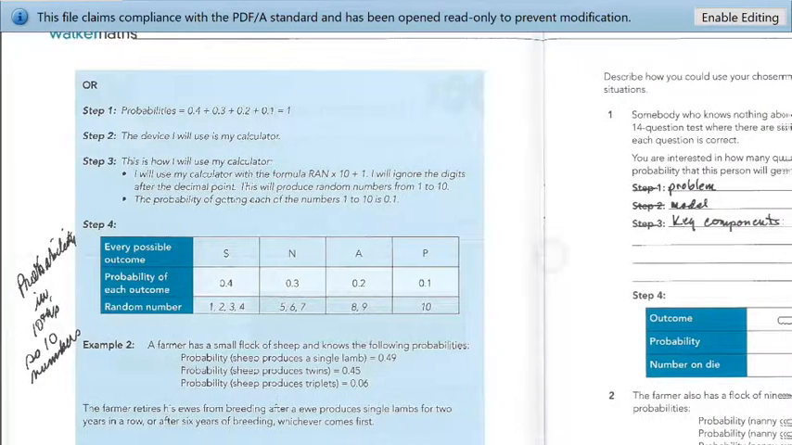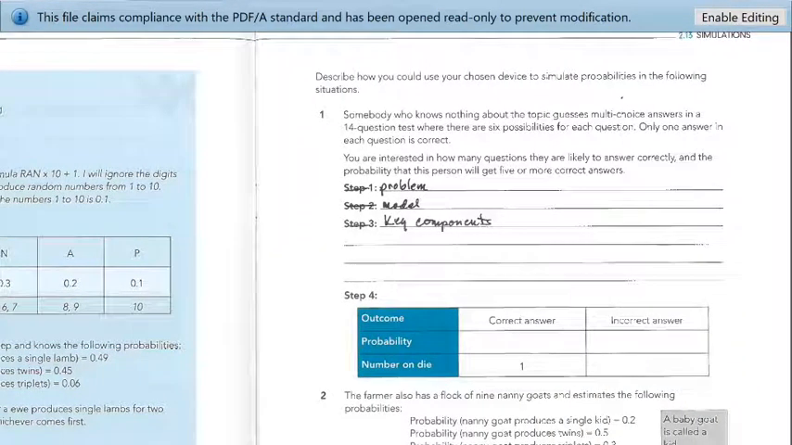Now, if you look at the steps, the first thing we want to do is to determine the probabilities. For your problem, if you're picking a question on a test, it's either going to be right or wrong, correct or incorrect, right? How many possibilities is that? 2. So for our probability, how many of them are right, out of how many? 6. Well, be careful. 6 questions on each test, right? It says there are 6 possibilities for each question. Only 1 is correct. So that gives us the probability.